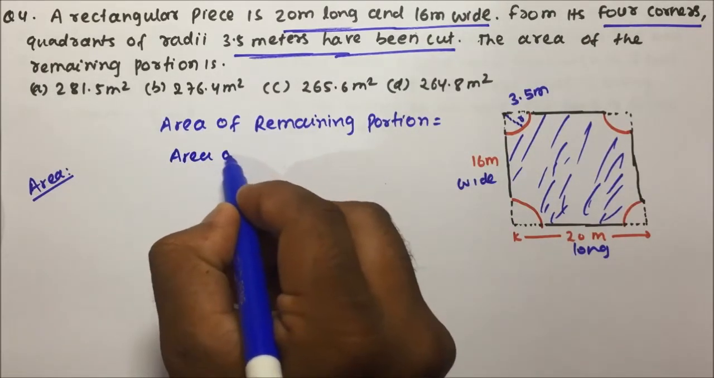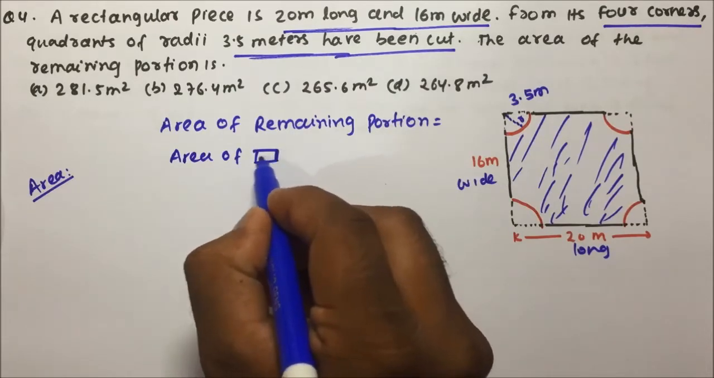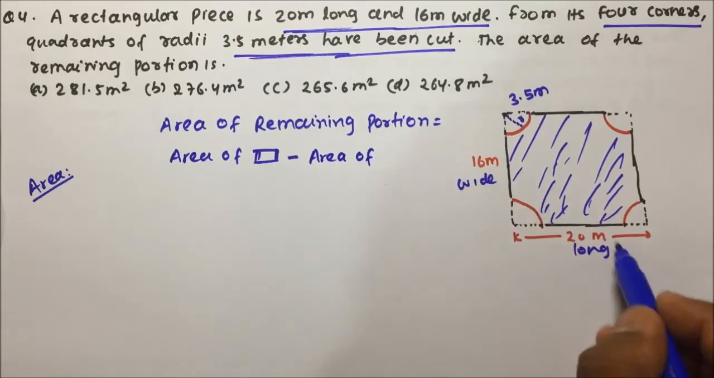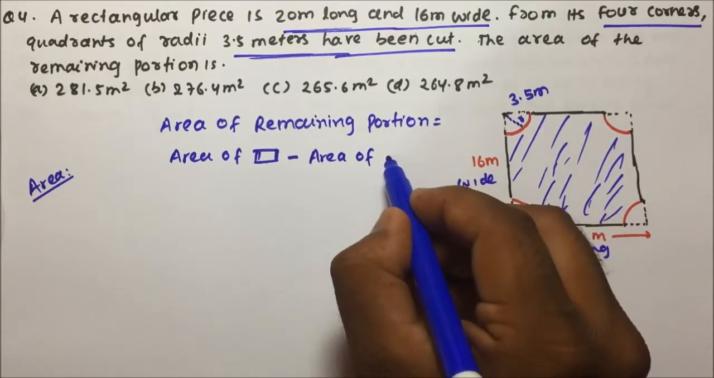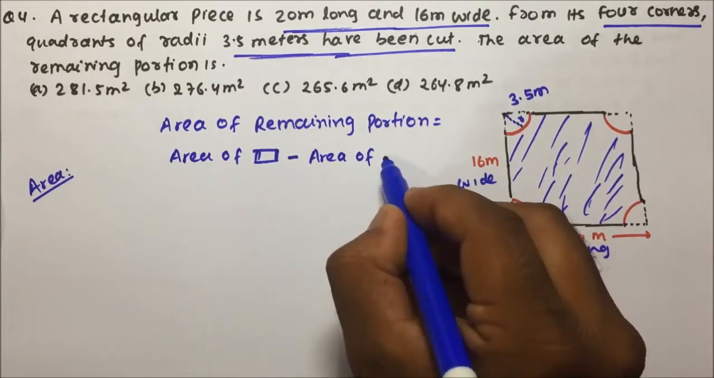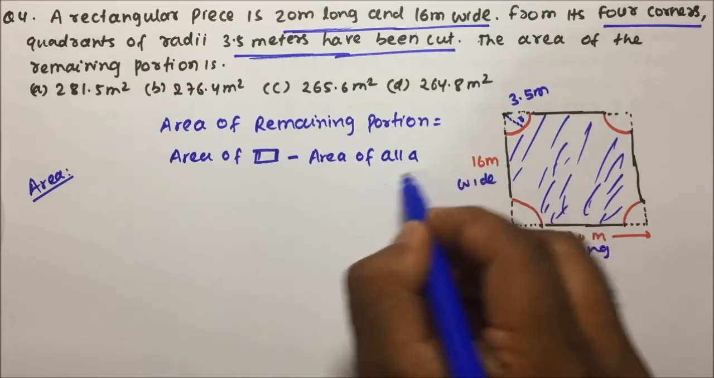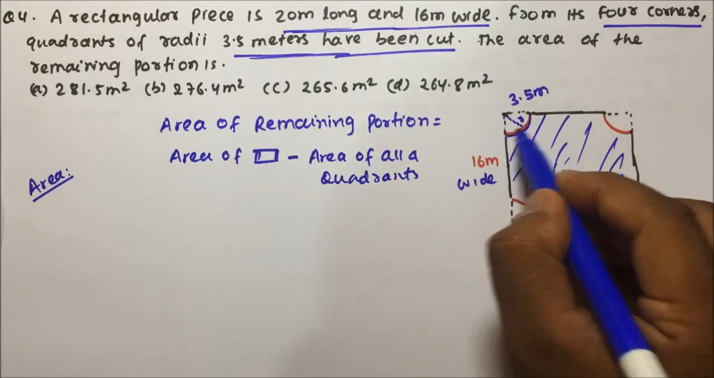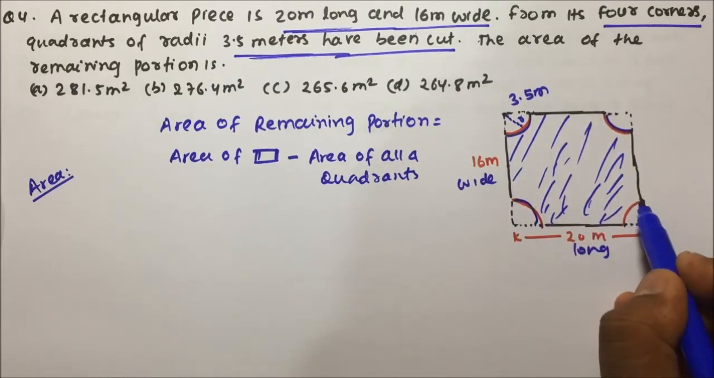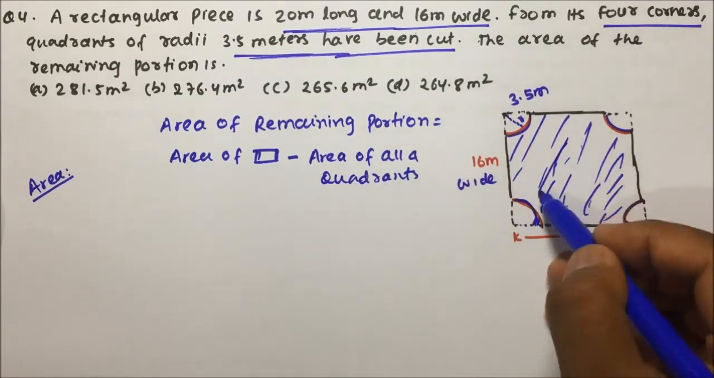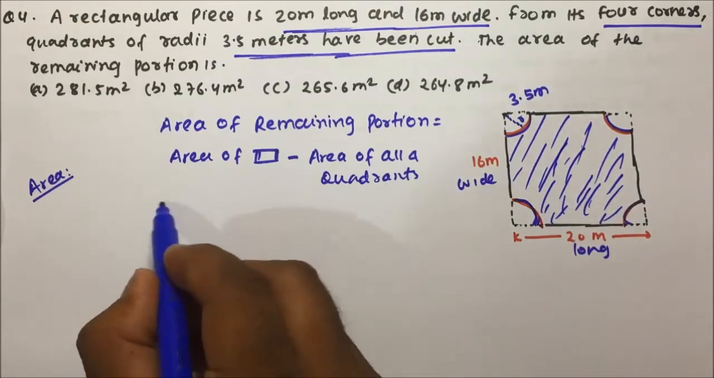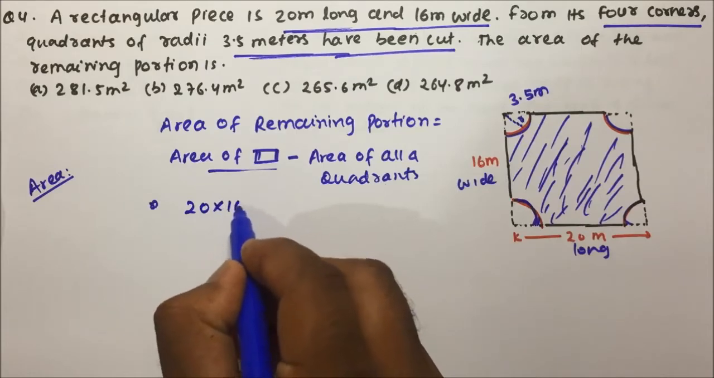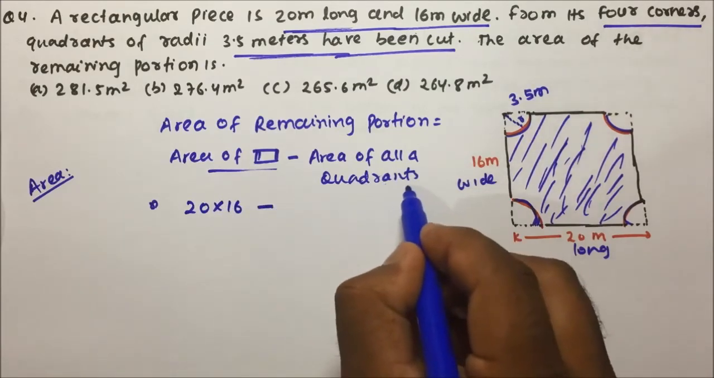area of the rectangle minus the area of all four quadrants. See, if you subtract all those things from the area of the rectangle, then you will be able to get the area of the remaining portion. Now the area of the rectangle will be 20 into 16, length into breadth, minus the area of all four quadrants.